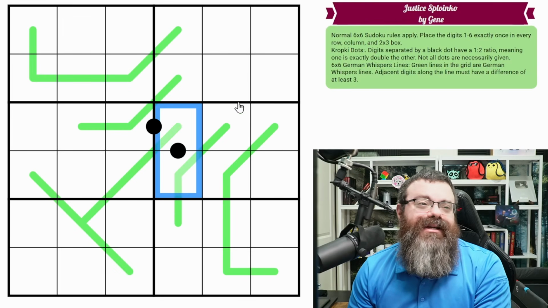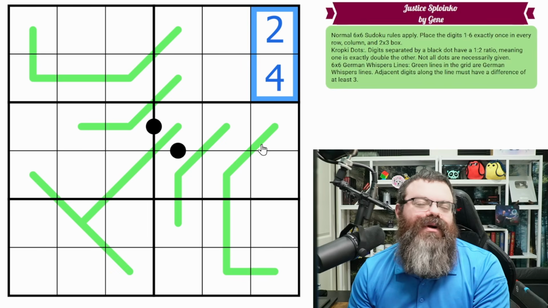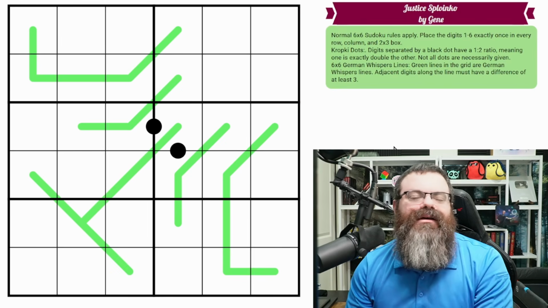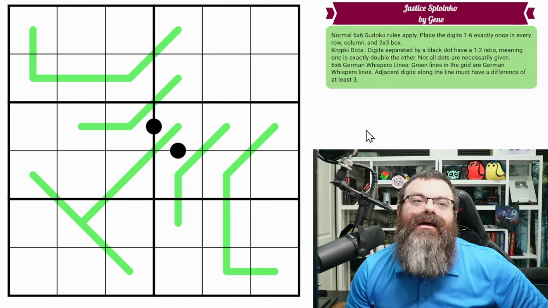Not all the dots are necessarily given. So if I have a 2, 4 here, there could have been a black dot given, but there wasn't, and that's okay. The solution could still have a 2, 4 there. So the setter hasn't done us the favor of giving every black dot in the grid. All right, and that's it.